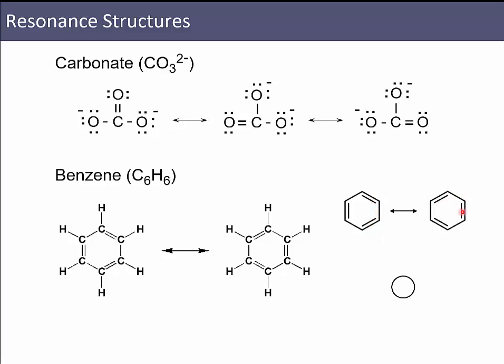And we can draw a resonance structure with a double-headed arrow like this, or in the case of benzene, we can draw it as a hexagon with a circle in it. Sometimes you'll see a dashed line to indicate that that bond is not a double bond, but it's kind of spread out between multiple bonds.